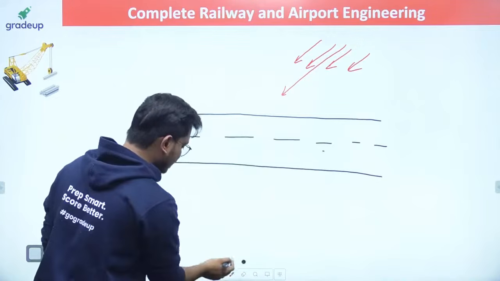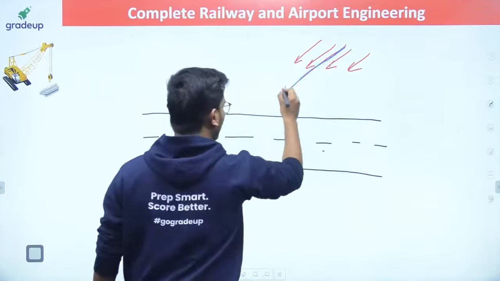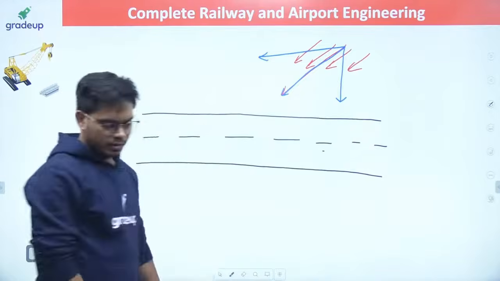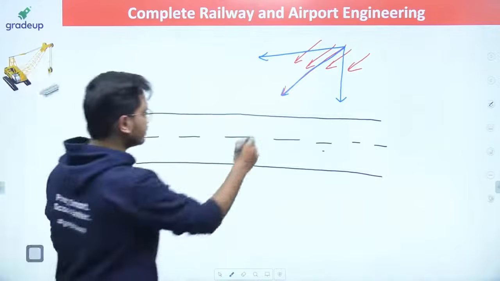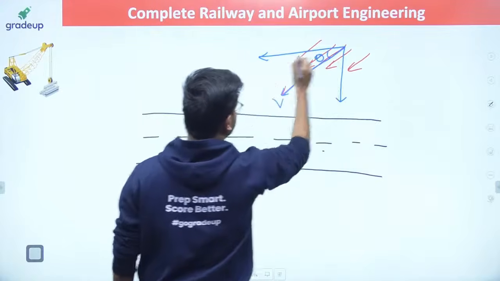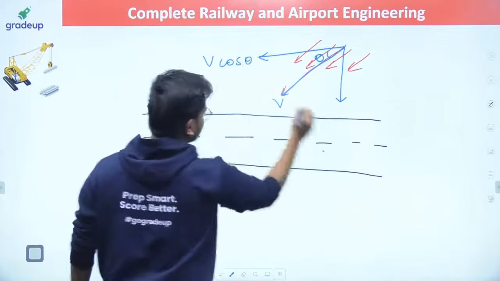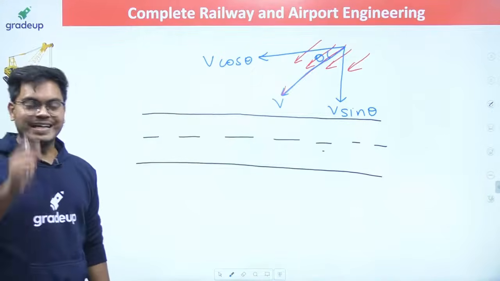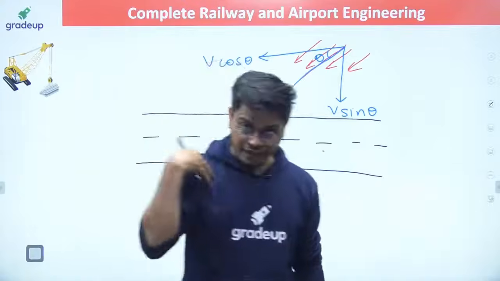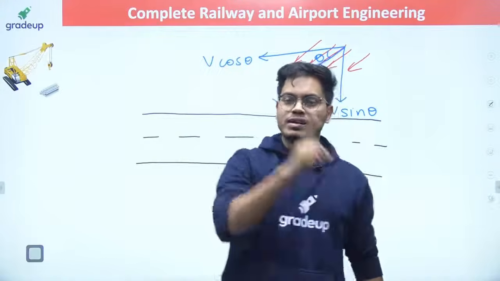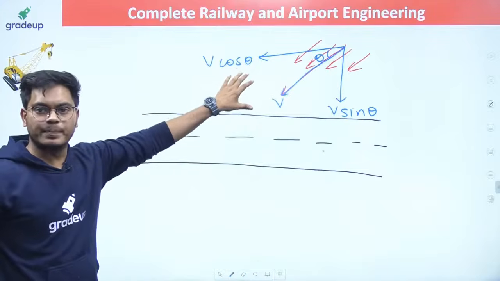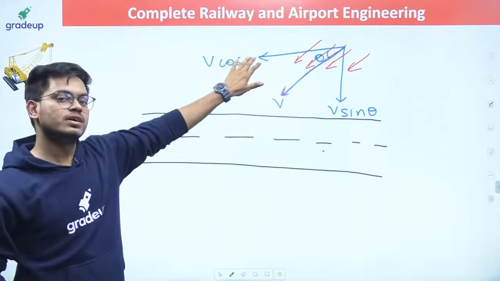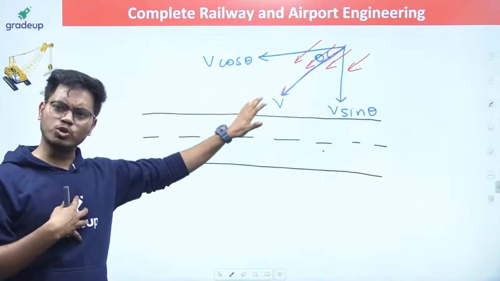So obviously this wind will have two components, one in this direction and one in this direction. If this is the velocity of the wind and this angle is theta, this will be V cos theta and this will be V sin theta. Now, this V cos theta velocity of the wind is very helpful for us. If we are taking off, this velocity is helping us. If we are landing, this velocity is also helping us. So this is our very close friend.